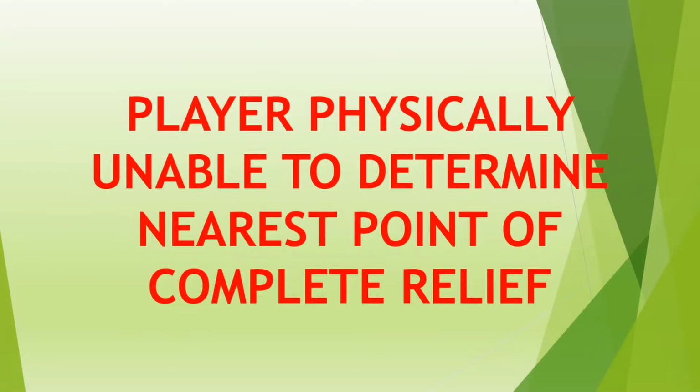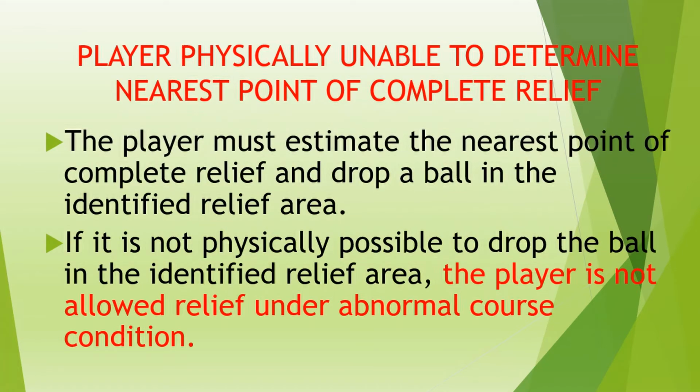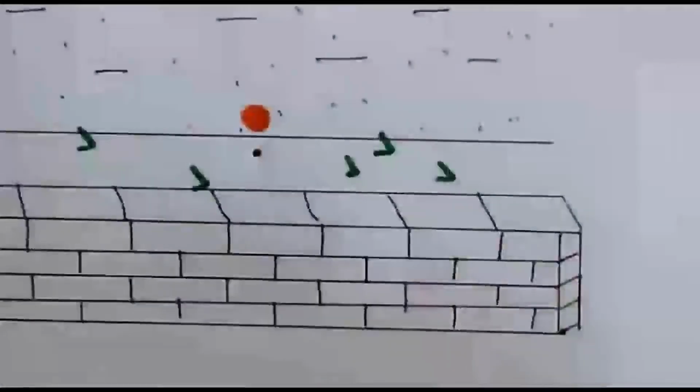Player physically unable to determine nearest point of complete relief. The player must estimate the nearest point of complete relief and drop a ball in the identified relief area. If it is not physically possible to drop the ball in the identified relief area, the player is not allowed relief under abnormal course condition. Let us understand this with the help of a live situation.